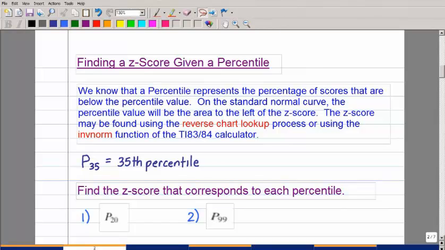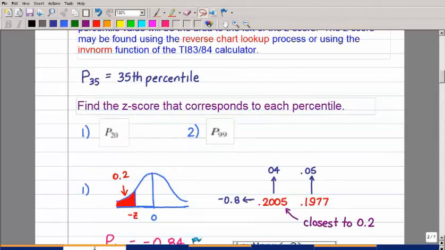So we'll do this for what I call reverse chart lookup, which is not an official name or whatever, but that's a process we'll use to find this. You'll also be able to use the inverse norm in the calculator. See the notation right here is written as P with a subscript. So P35 would be the 35th percentile. So now we're saying find the z-score that corresponds to each percentile. Here's a P20 for the 20th percentile, P99 for the 99th percentile.